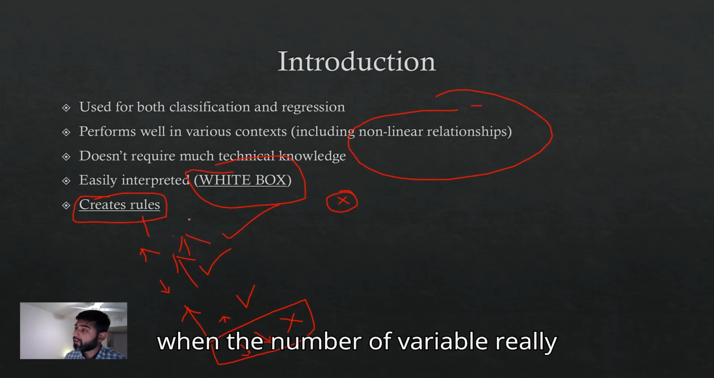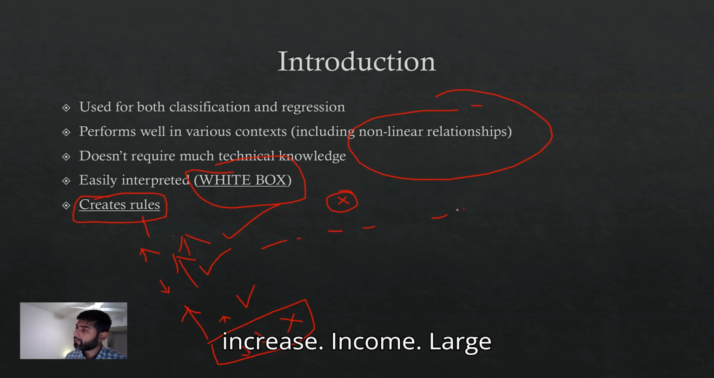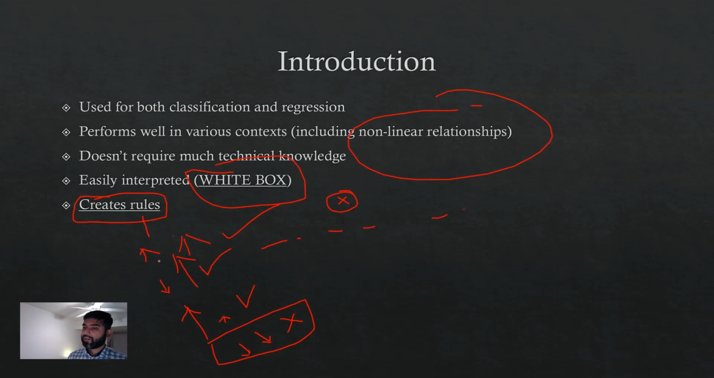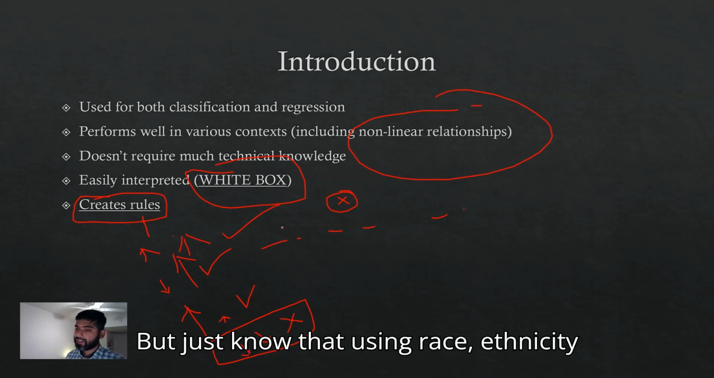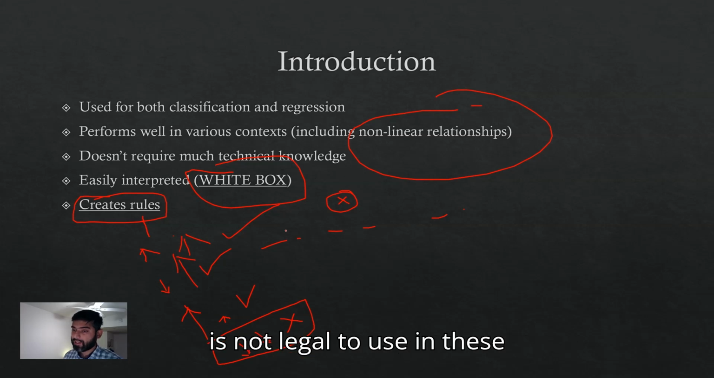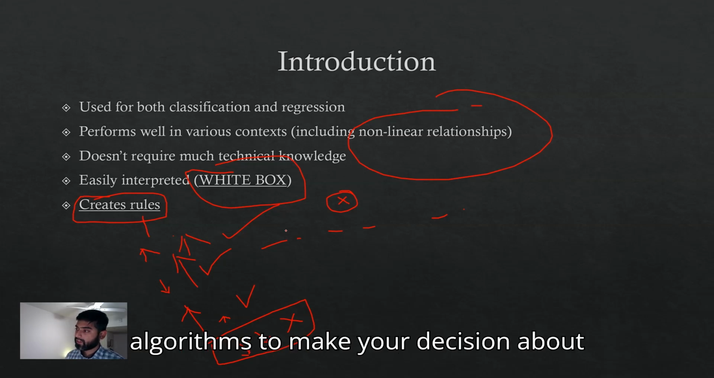Imagine when the number of variables really increases. Income, lot size, race, color, ethnicity, locality, and so on and so forth. But just know that using race and ethnicity is not legal in these algorithms to make your decisions about potential people.